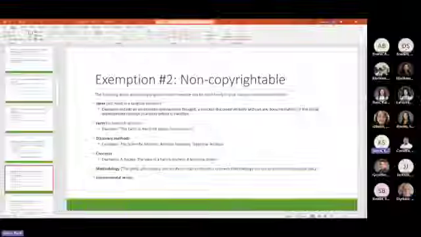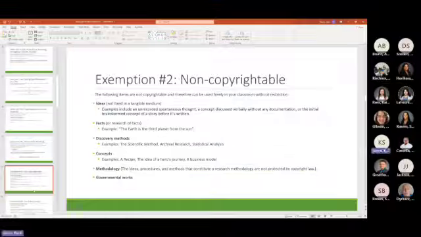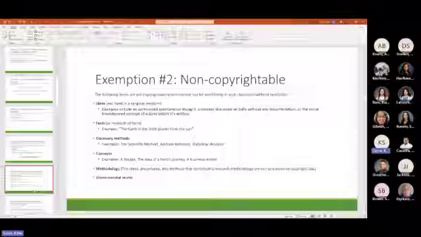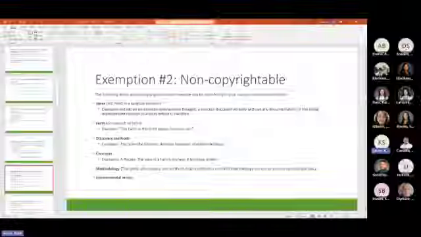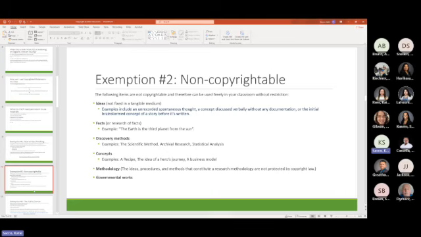Concepts. Actually, recipes are not copyrighted. Recipe books are, just so you know. Et cetera, et cetera. And methodologies. So like the research methods are not protected by copyright law. Governmental works are open to the public and are not copyrightable. So anything published by the US government is not copyrightable.